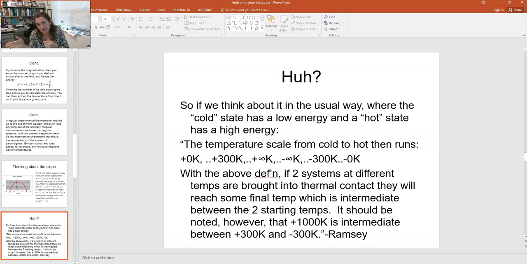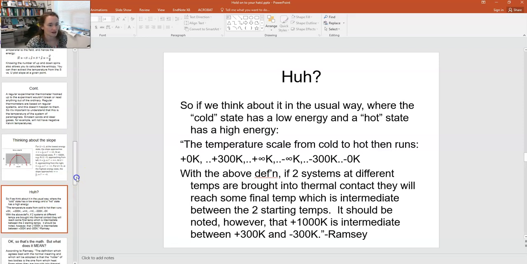So negative infinity Kelvin is actually hotter than positive infinity Kelvin in the normal way of thinking about what hot and cold is. According to Ramsey, who published that paper in 1956, I'm going to quote him: "With the above definition, if two systems at different temperatures are brought into thermal contact, they will reach some final temperature which is intermediate between the two starting temperatures. It should be noted, however, that positive 1000 Kelvin is intermediate between positive 300 Kelvin and minus 300 Kelvin." That's what I just said. Wow. So that's strange.